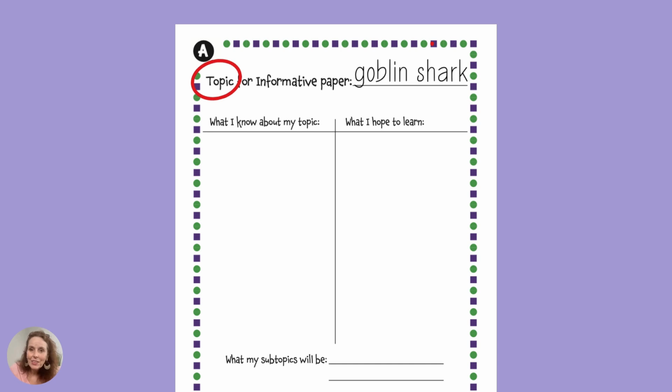But before I get there, let's just freeze, because I want to know what you already know about the goblin shark. So in front of you, you have this T chart, and it says what I know about my topic and what I hope to learn. Let me get you started on filling this out. Let's start in the left-hand column, what I know about my topic. Okay, I chose goblin shark because I really had never heard of this animal before. But I do know some things about sharks that I think would fit into this column of what I know about my topic. Let me show you.